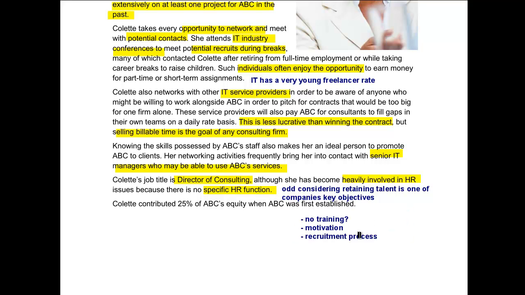And finally, the exact same question that has come up in both Andrew's and Bipin's: what is her stake now? Initially, she owned 25% of the equity when ABC was first established. So what is it now, given that the company may have gone public, given that the company has grown?